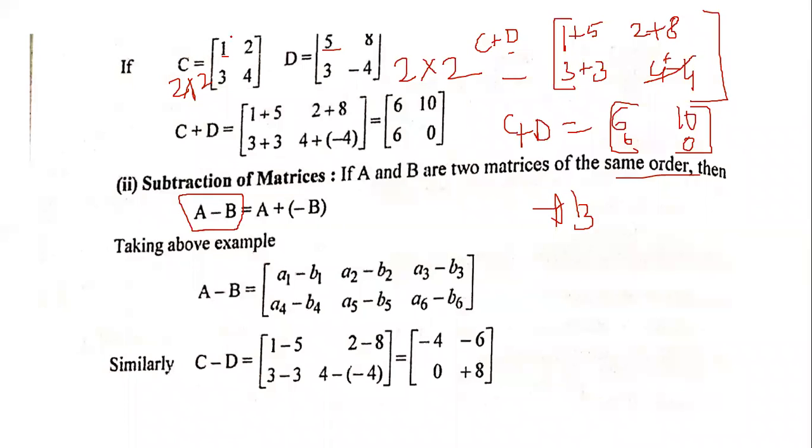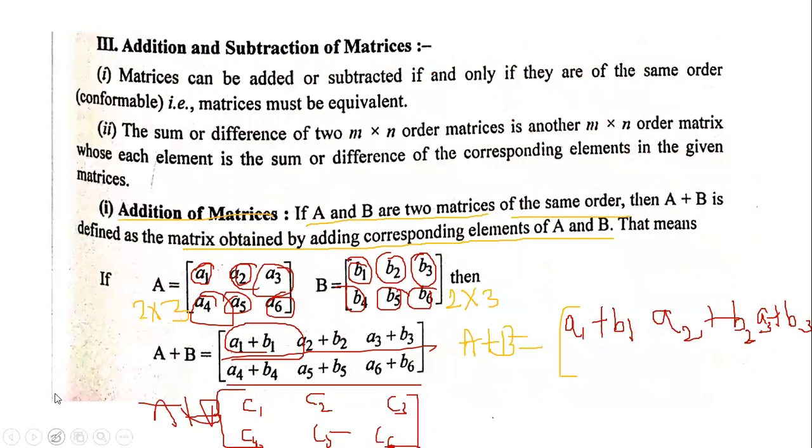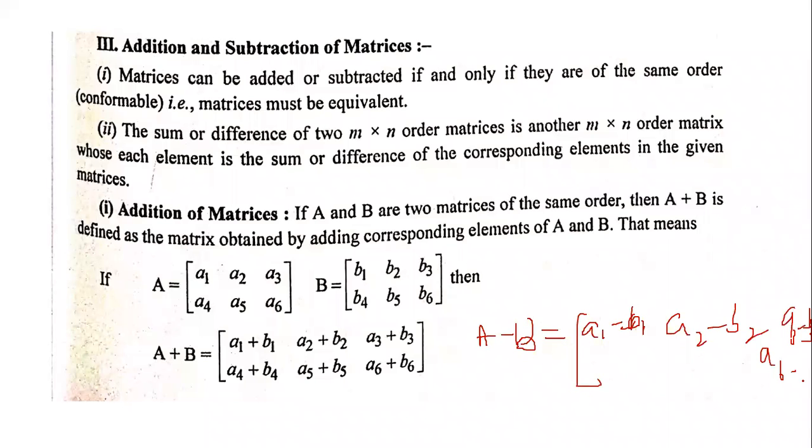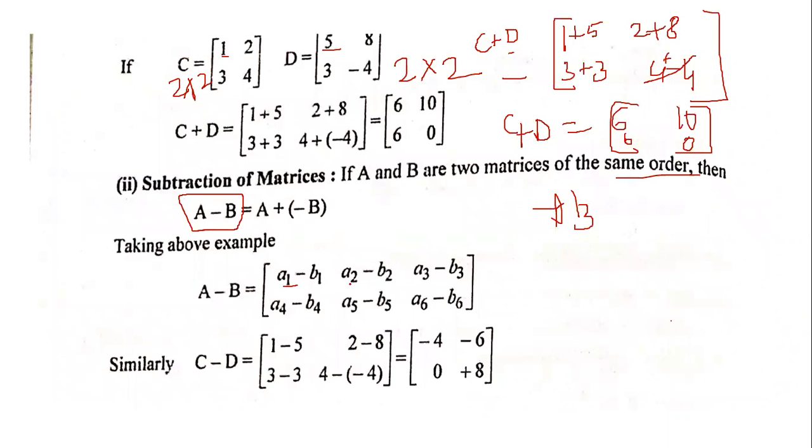Now for the same values here, they have taken the example. Let us first understand how to find A minus B. If the matrices are of the same order, what was A and B previously? If you see here, A was A1, A2, A3, A4, A5, A6 and B1 to B6. So A minus B is nothing but A1 minus B1, A2 minus B2, A3 minus B3, like this until A6 minus B6. The corresponding values will be subtracted.